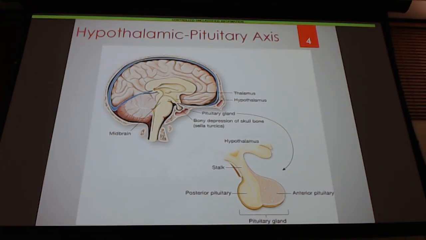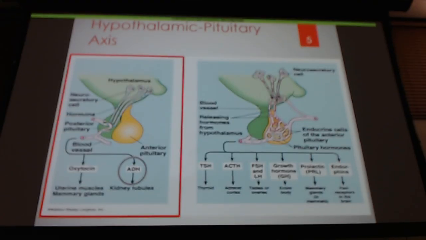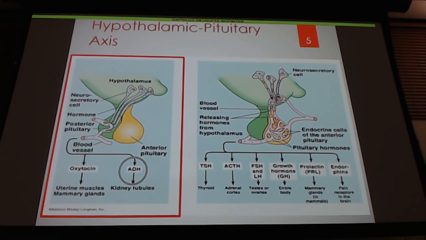And so the posterior part, like I said, is not a true gland. It's actually just an extension of the hypothalamus nerves. And you'll see that in another picture. So the hormones that are released are oxytocin and ADH. But again, the hormones are created in the hypothalamus, right above the pituitary gland, and essentially stored in the posterior pituitary so that when they're needed, they're released into the bloodstream, right?